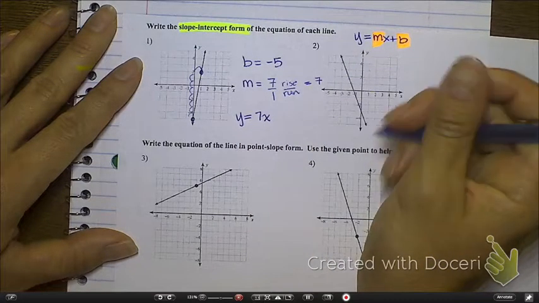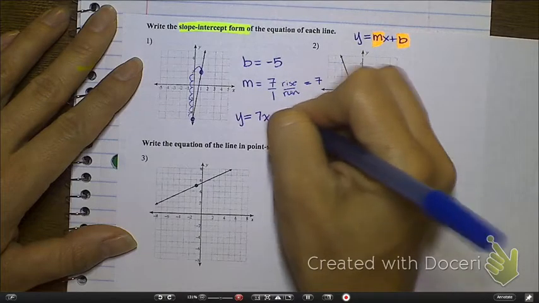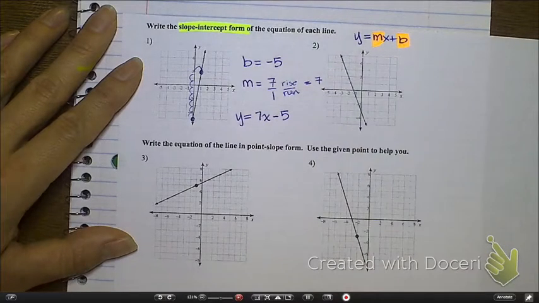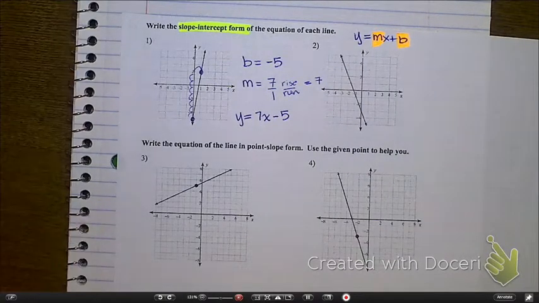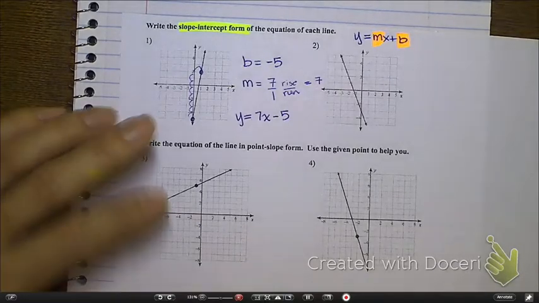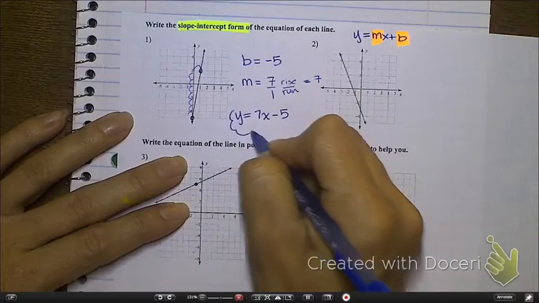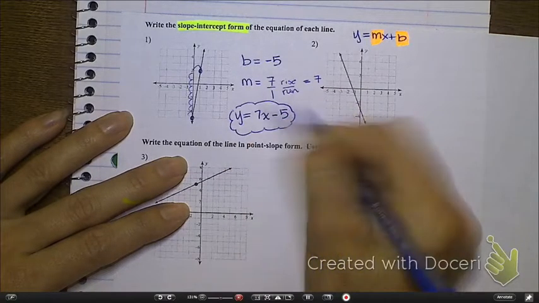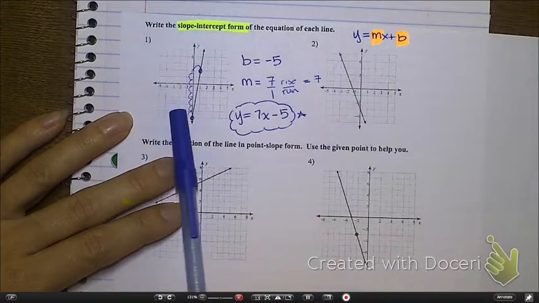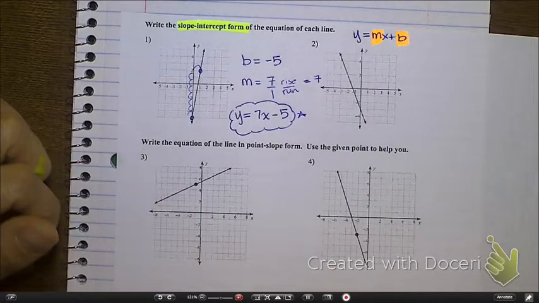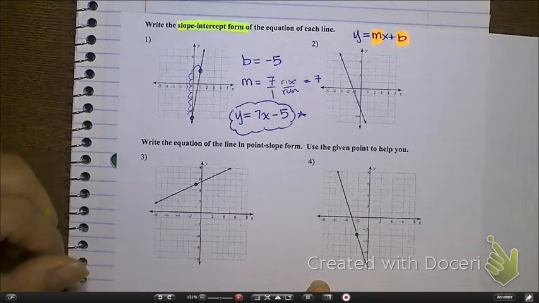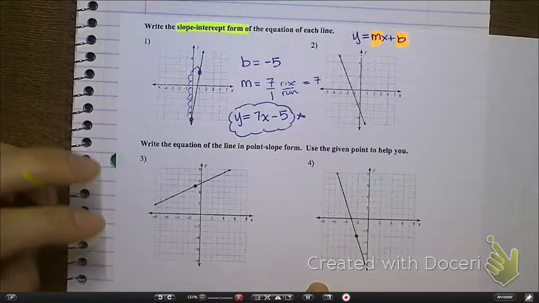Well, what's plus -5? Yeah, just -5. If your y-intercept is a negative, just write minus the number. Does that make sense? Okay, so this is your final answer. So that's all we're doing: we're looking at the graph and writing an equation of the line. Okay, are there questions on how we did the first one?